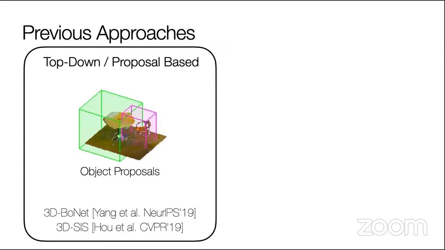Previous approaches for 3D semantic instance segmentation can be divided into two groups. The first group contains top-down or proposal-based methods, such as 3D-BoNet or 3D-SIS. Similar to Mask R-CNN, they first generate a large number of object proposals and then segment the points inside each proposal bounding box into foreground and background. However, these approaches cannot recover from missing object proposals. They require numerous hyperparameters for the anchors, and they are a bit wasteful since most proposals are rejected again during the final non-maximum suppression step.